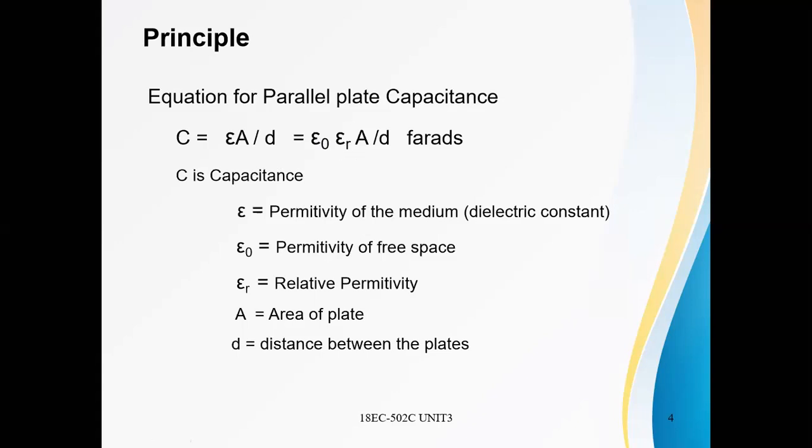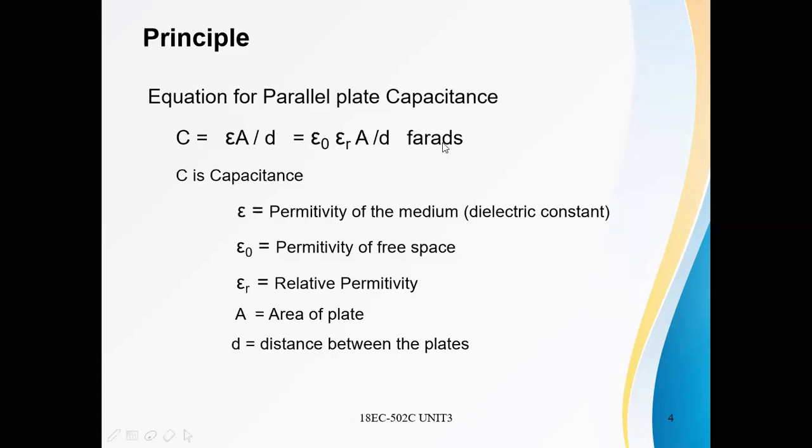This we already know. The permittivity epsilon is equal to the product of the relative permittivity and the permittivity of free space. So the capacitance C is equal to epsilon naught into epsilon r into A, the area of the plate, divided by the distance between the two plates. So the unit for the capacitance is farads.